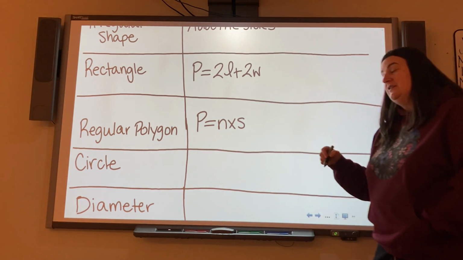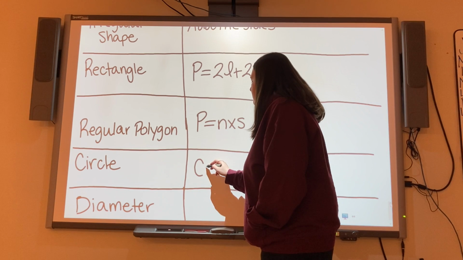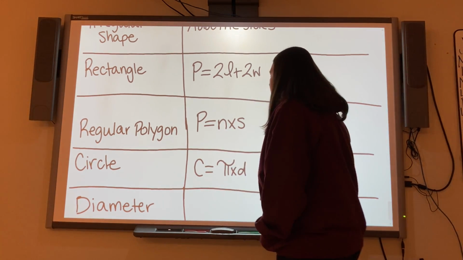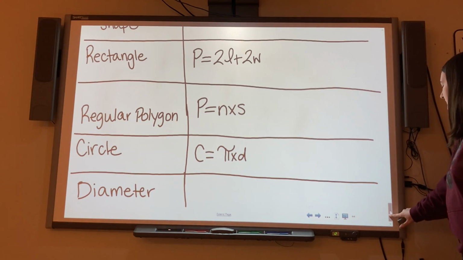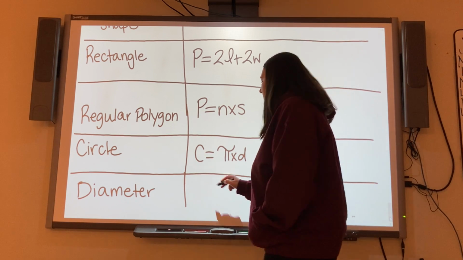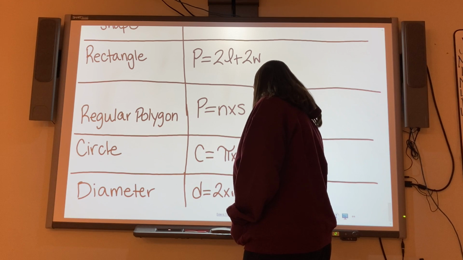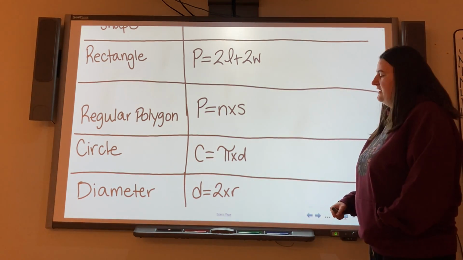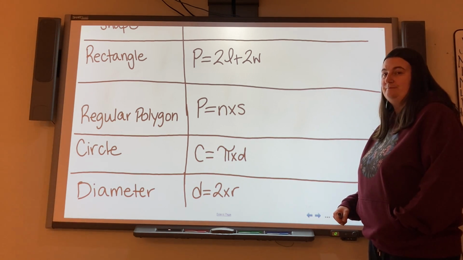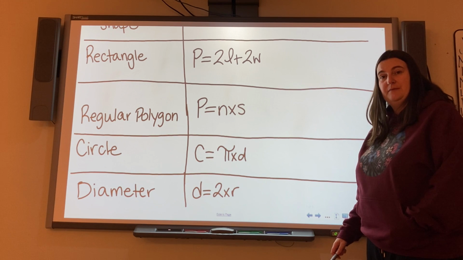For a circle, how do you find the perimeter? We call it a circumference. C equals pi times D. And finally, for the diameter, how do you find it if you're only given the radius? Diameter equals 2 times R. However much the radius is times 2 will get you that diameter. If you have questions, ask for help.